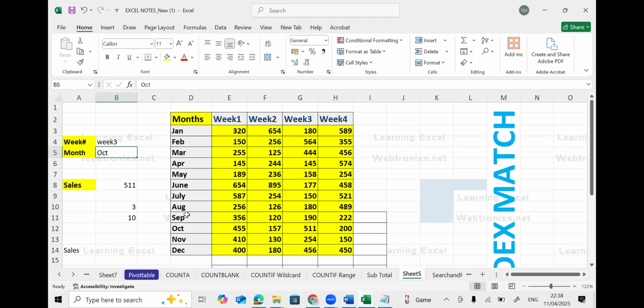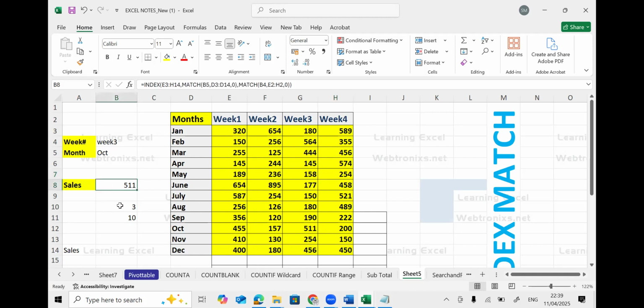I say, tell me which value is in October and week 3. It will tell me that October and week 3 is 5 to 11, because it will intersect this with this and tell me that this is the answer. If I enter June and week 1, I'll get this. If I enter May and week 4, I'll get this, obviously. So again, your index and match has two lookup values.